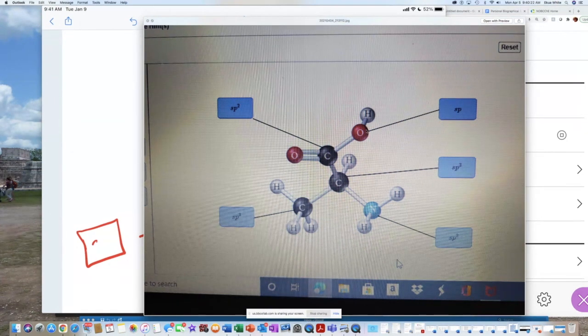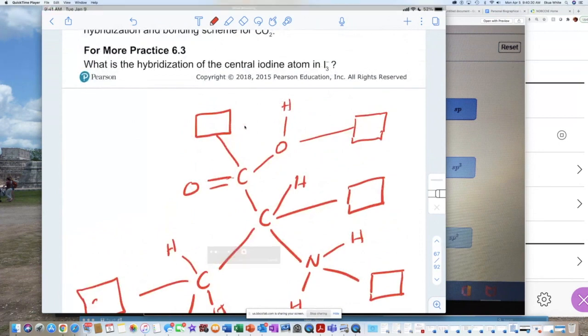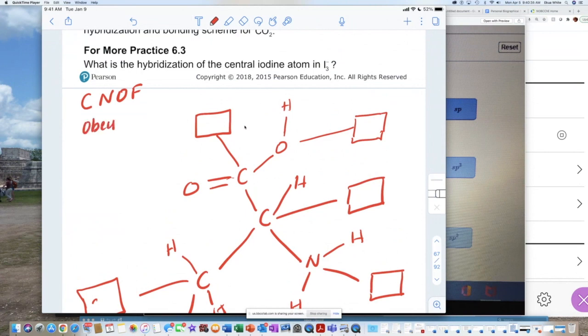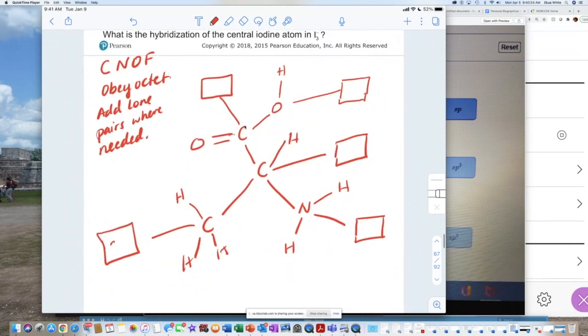So since I've drawn this picture on my iPad, I am going to bring in my lone pairs. Remember I mentioned a long time ago that carbon, nitrogen, oxygen, and fluorine obey octet. Therefore, add lone pairs where needed, because carbon, nitrogen, oxygen, and fluorine obey the octet rule. So they all have to be surrounded by 8 electrons.